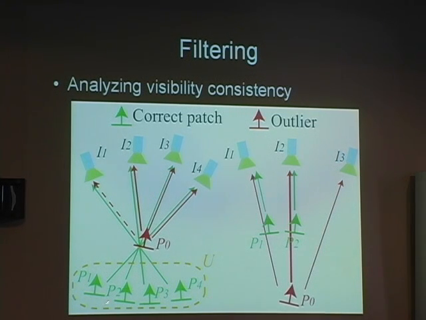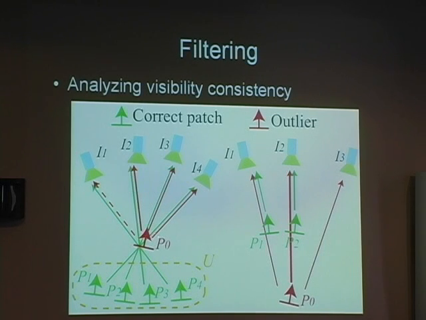And for example, if you look at this patch P1, when you optimize patch P1, you use this image I4 as an inlier to optimize the patch. So patch P1 thinks that it should be visible in this camera. And patch P2 thinks that it should be visible in camera I3. So there are some visibility inconsistencies happening.